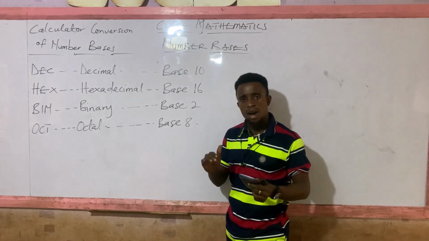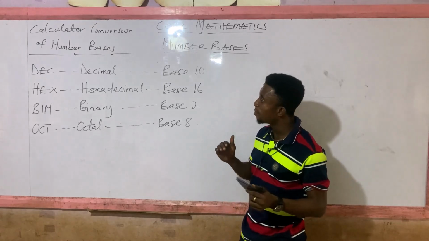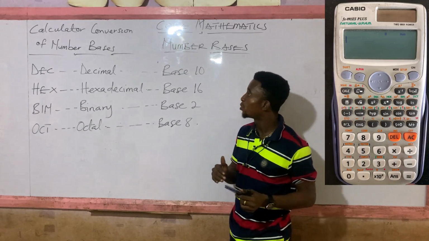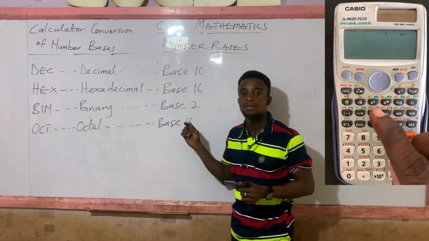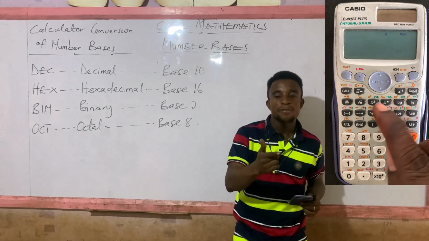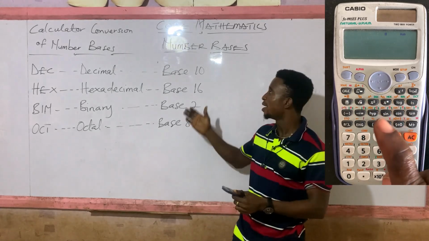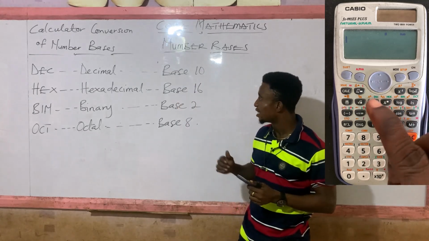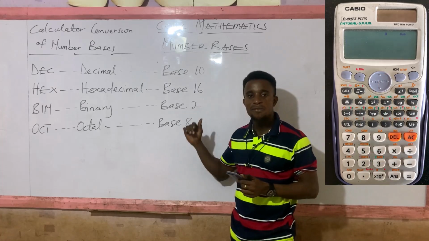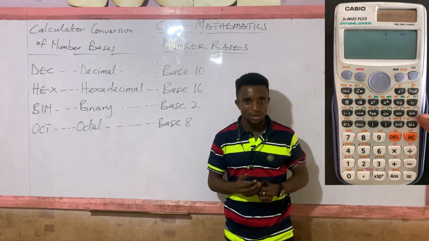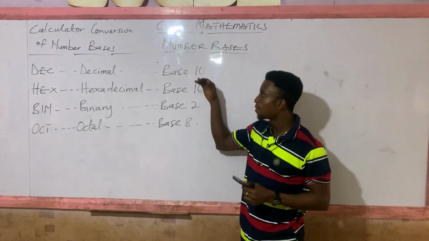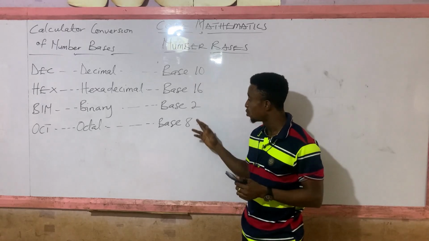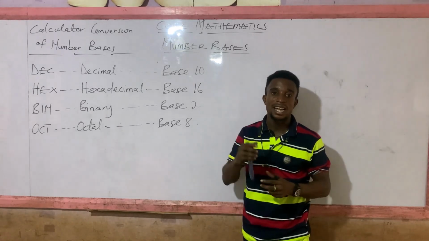So meaning, now we can see that the calculator can be used to convert between base 10, base 2 and base 8. So if you are given base 8 to convert to base 10, the calculator can do that. If you are given base 2 to convert to base 10, the calculator can do that. You can also be given base 10 and asked to convert to these two bases, and the calculator can do that.